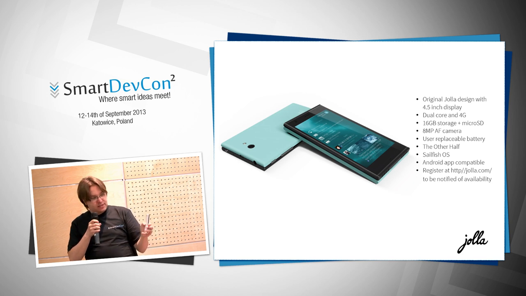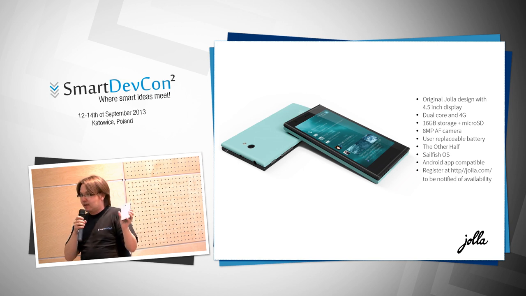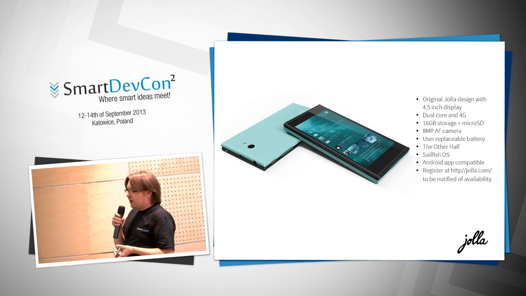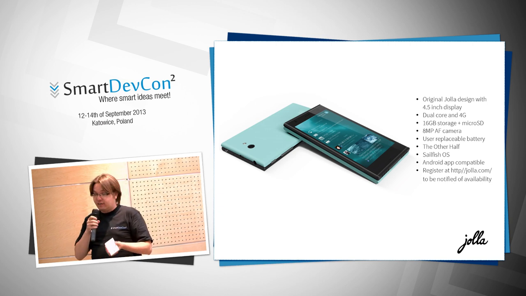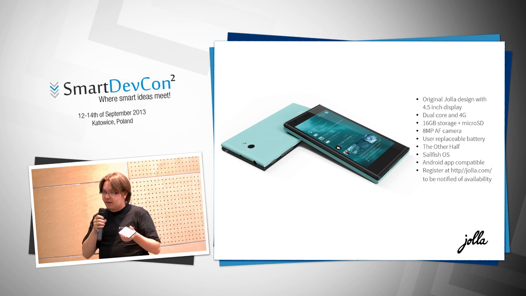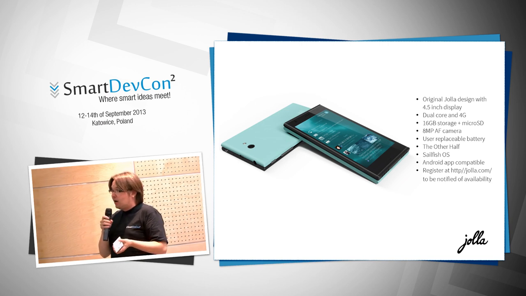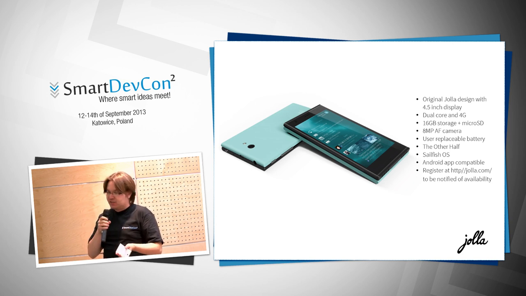Then we have this so-called the other half, so the back cover. So it's not just an ordinary back cover. It connects to the device, and it can contain smart parts. So the device's operating system can, for example, change its ambience, so the mood it is in, based on the cover. And that's also something that we wish to see a lot of innovation in, that you could actually expand your device with different kinds of functionality using this the other half concept.